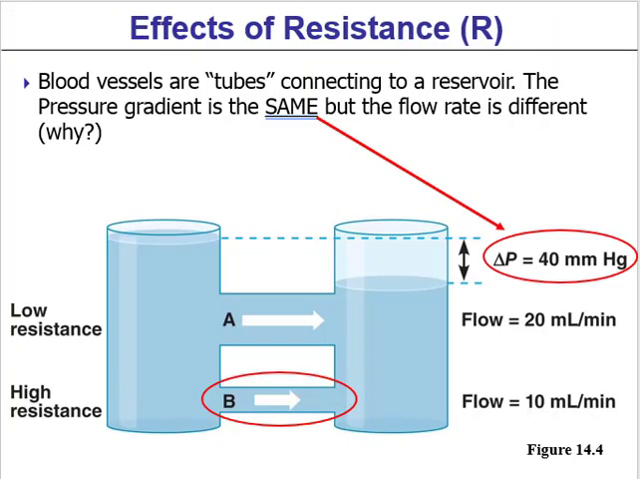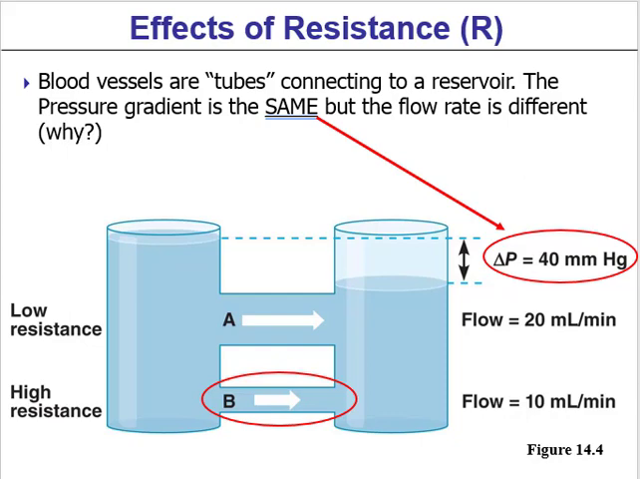Let's look at the effects of resistance. The pressure drops between circulatory structures. We mentioned this before in the pulmonary circuit, that it's going to be low. So the blood vessels, which are acting as tubes connected to a reservoir on either side, there's a pressure gradient. Okay, so the delta P is the pressure gradient, the difference between 2 points. Notice that each tank has the same gradient, but the flow rate is different. You need to ask yourself why that is.